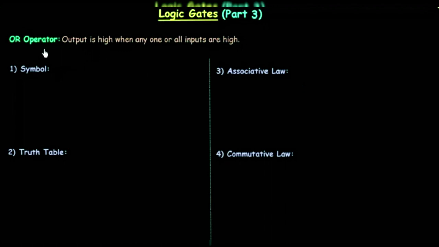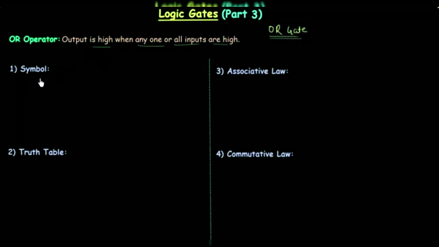First we will see what is OR operator. In OR operator, output is high when any one or all inputs are high. So if you want to make output high in OR operation, you have to make any one of your inputs high. We implement OR operation by using OR gate, and in this lecture we will see different properties of OR gate. So let's move to it.